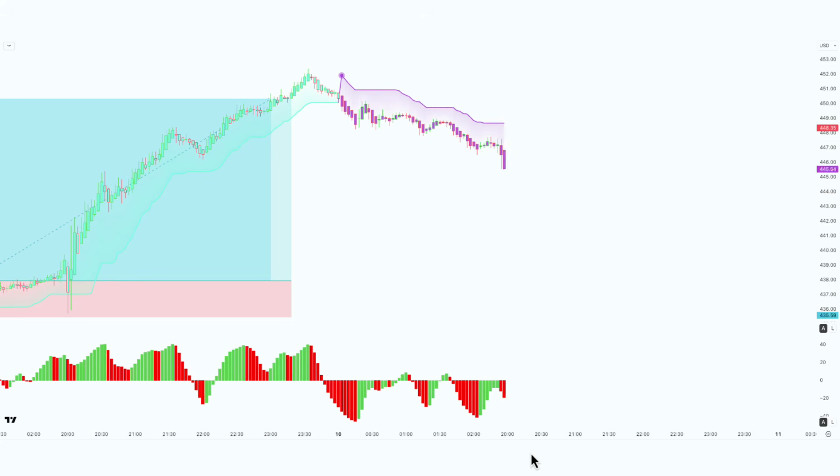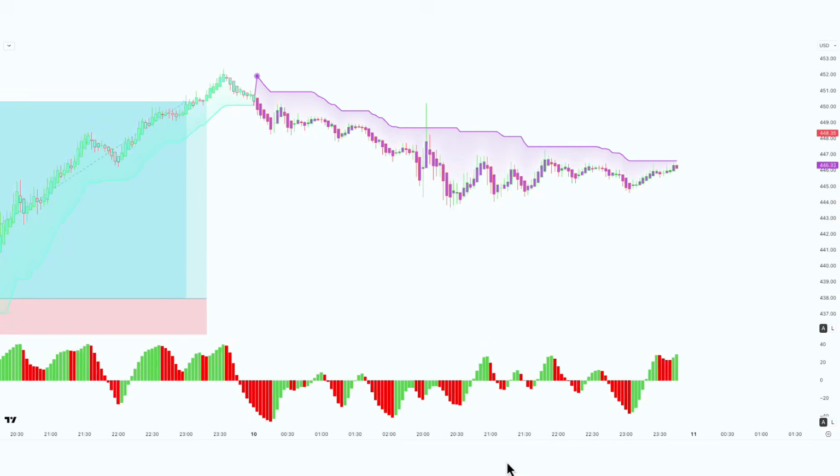And remember, indicators are tools, not shortcuts. The edge comes from consistency, not excitement.